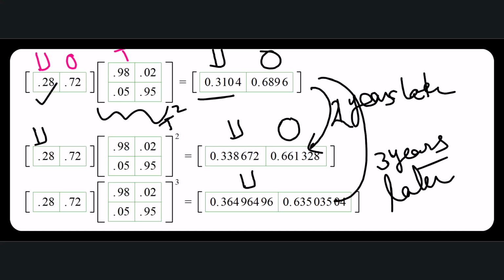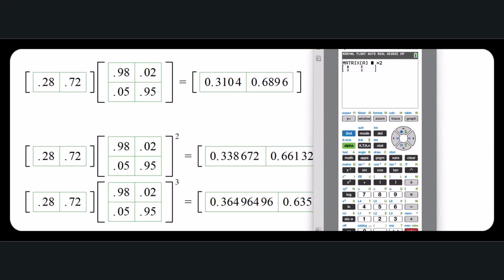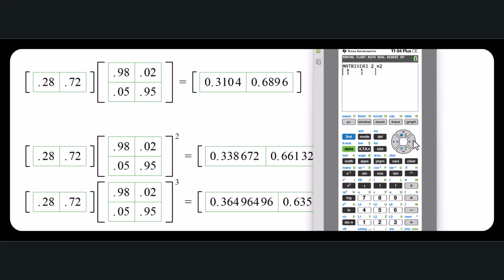Now we can do the same thing on our TI-84 graphing calculator. Let me quickly show you how. Here is our calculator. First, let me remove the writing so that we can see better. We will create two matrices. We go to second matrix and then edit. First we write our first matrix, which is 1 by 2: 0.28 and 0.72. The two entries have to add up to 1.